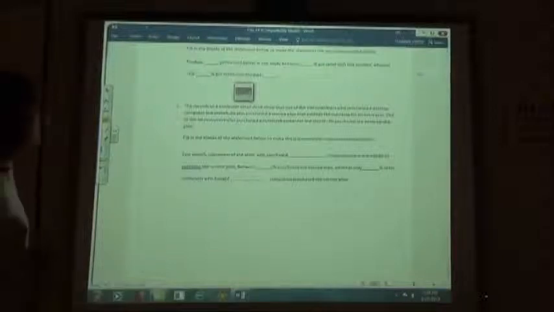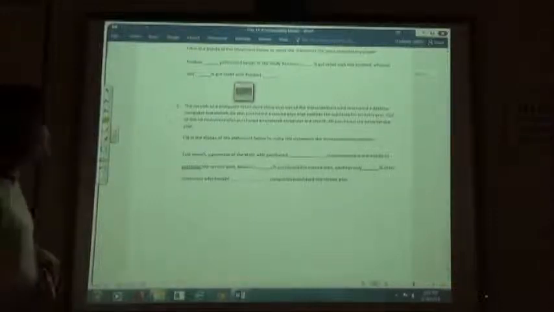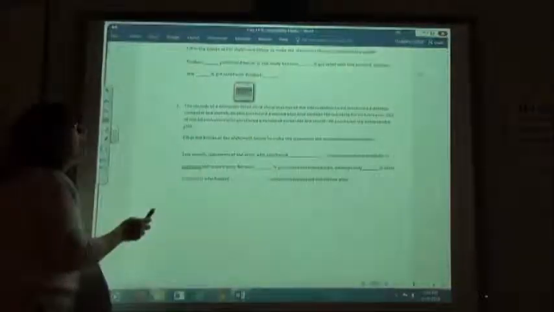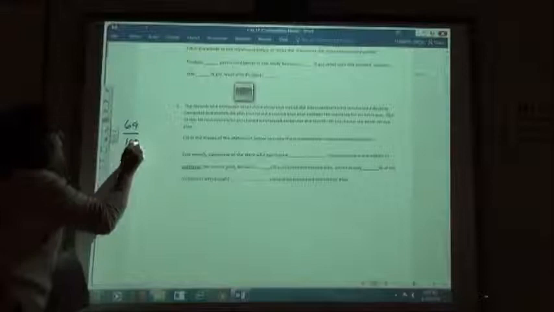Number 2, the record of a computer retail store shows that out of 100 customers who purchased a desktop computer last month, 69% also purchased the service plan that extends the warranty for an extra year. Out of the 50 customers who purchased a notebook computer last month, 40 purchased the same service plan. So fill in the blanks. Last month the customers of the store who purchased what kind of computers were more likely to purchase the service plan? So on the first part, we had 100 customers, 69 out of 100.